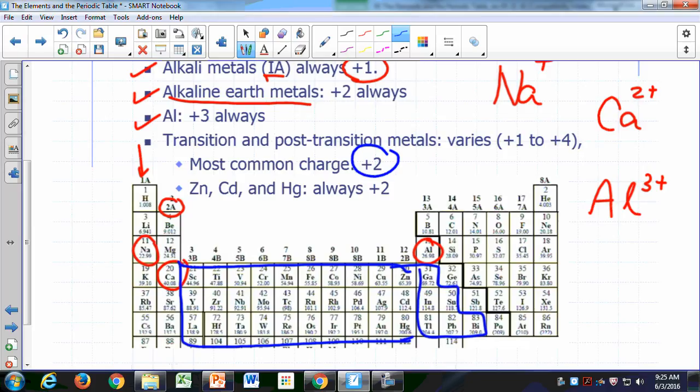Zinc, cadmium, and mercury, the monatomic ions that you get from zinc, cadmium, and mercury are always found to be +2. That's a good thing to remember also. So with 2A and 2B, the monatomic ions you can get from those would always be +2.